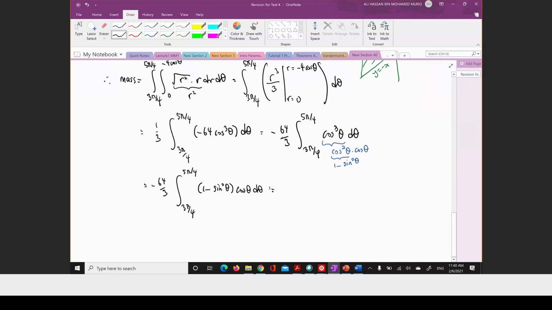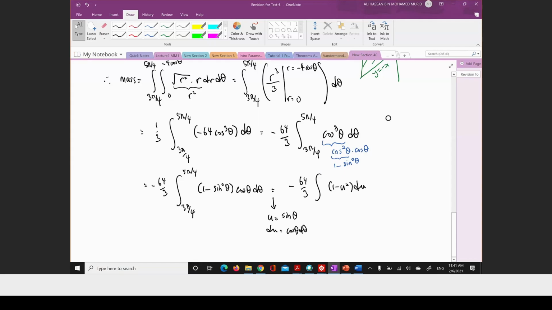What next? Substitution. Yeah, substitution u equal to sine theta, isn't it? So now you have 1 minus u squared, and here du is cos theta d theta, so du. Now the upper and lower limits also change, right?